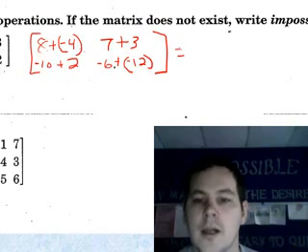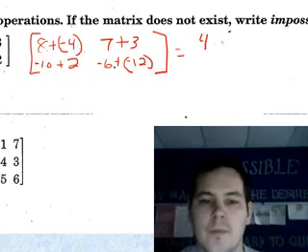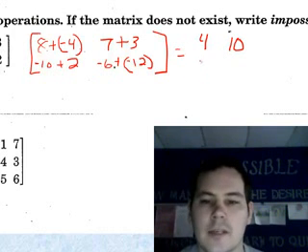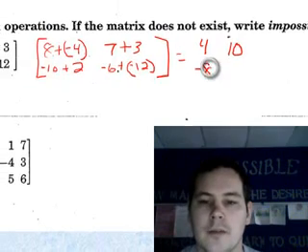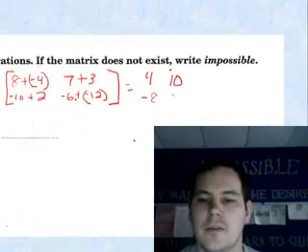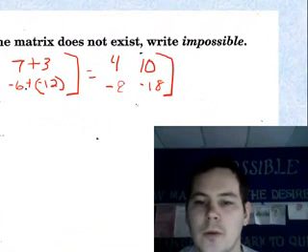Now I'm just going to simplify these. 8 minus 4 is 4. 7 plus 3 is 10. Negative 10 plus 2 is negative 8. And negative 6 plus a negative 12 gives me a negative 18. That is going to be my answer for number 1.